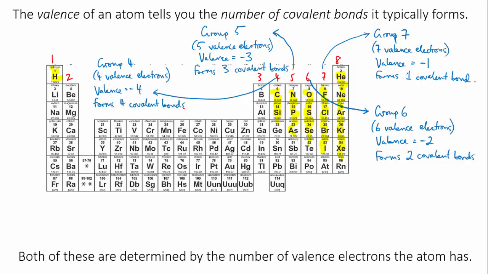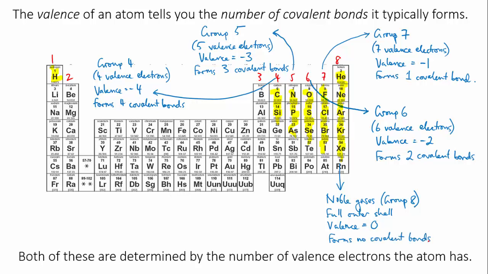What about elements in group 8? Well, what distinguishes the noble gases is that they have noble gas configurations, that is, full outer shells, and so they don't need to gain any extra electrons. As a consequence, they don't usually form any bonds at all.